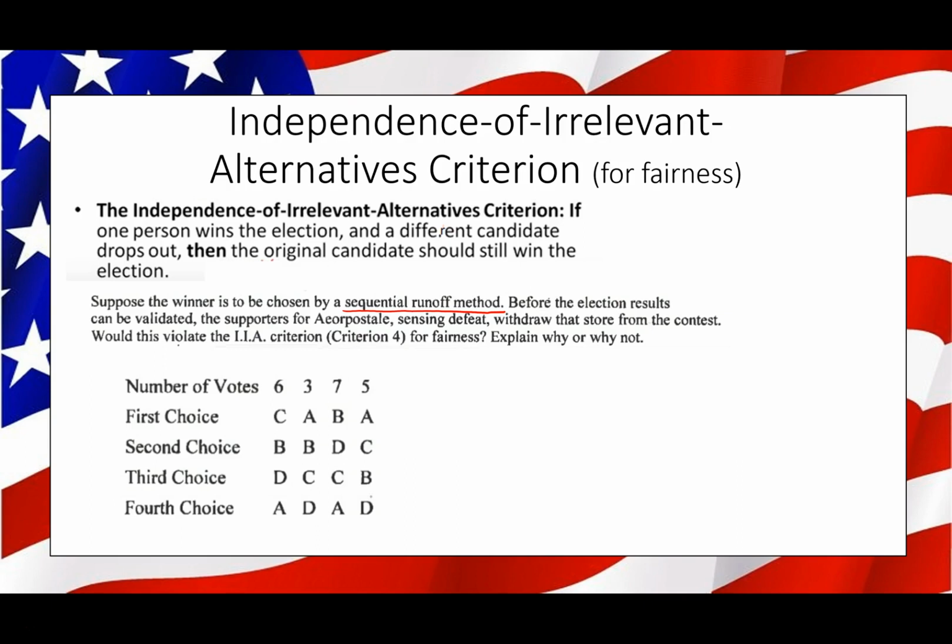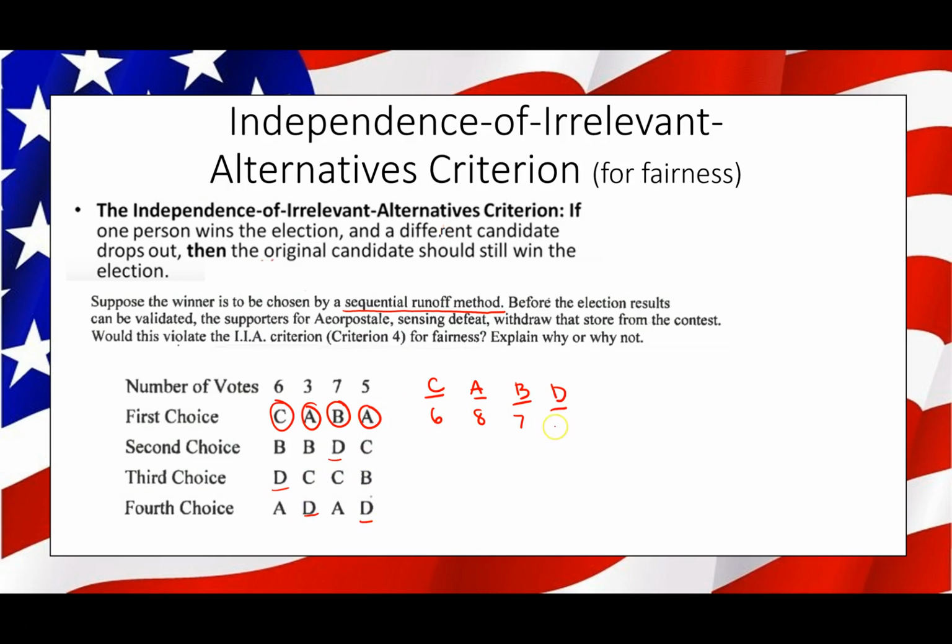So what we need to do is two things. The first is find the winner of the sequential runoff. And then we also need to find the winner of the sequential runoff method when A has dropped out. But let's just do it first, just the normal sequential runoff method. So remember, we're comparing first place wins. How many first places does C have? Looks like 6. A has 5 plus 3, which is 8. B has 7. And D has none.